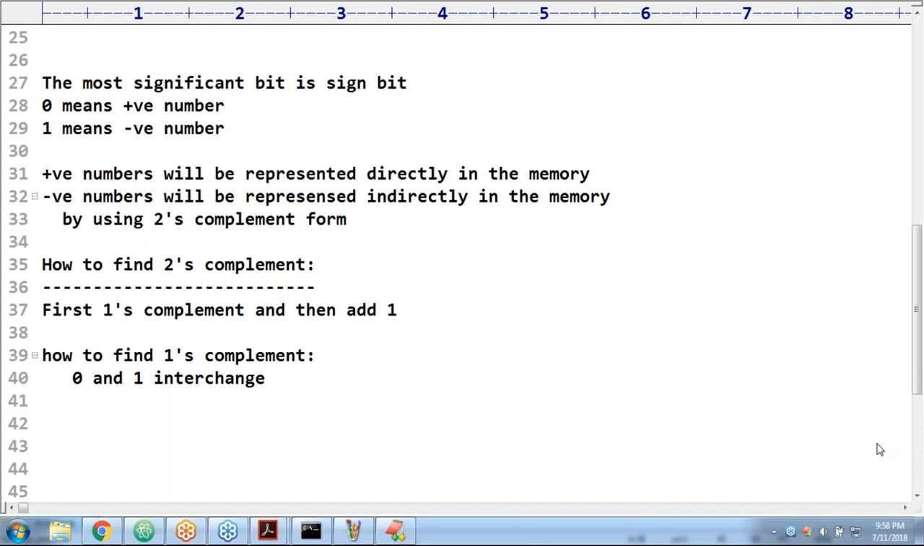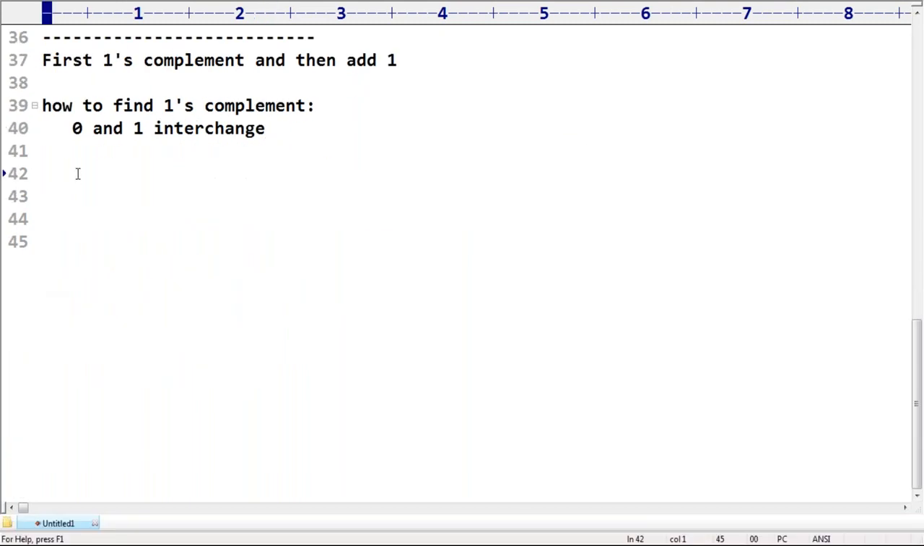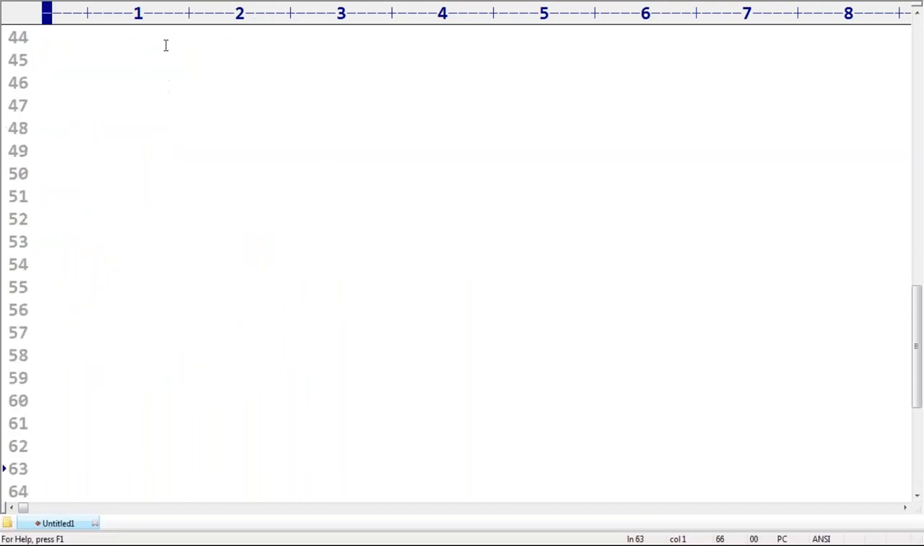Any doubt up to this? Because this one I want to convert into, sir, example. Then all these words are very important. Can you please tell what is the most significant bit?